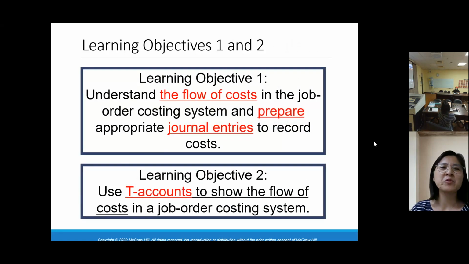Okay, so come to our learning objectives 1 and 2. For learning objective 1, you have to understand the flow of costs and prepare journal entries. So for objective 1, you have to do these two things: understand the flow of costs and prepare the journal entries. And for objective 2, you have to know how to do T accounts to show the flow of costs. So three things to do.